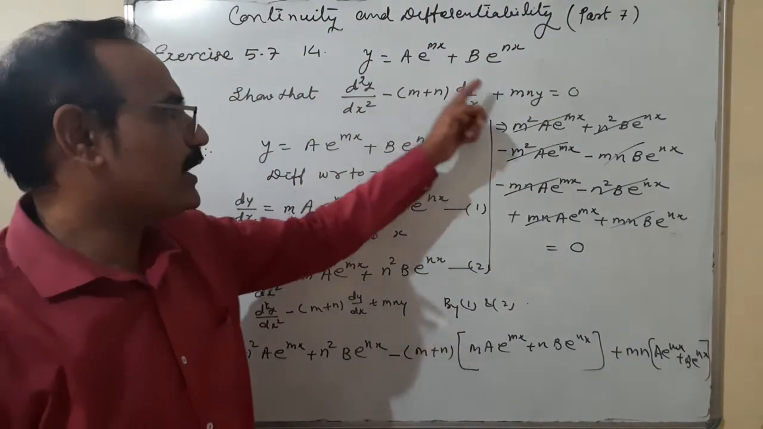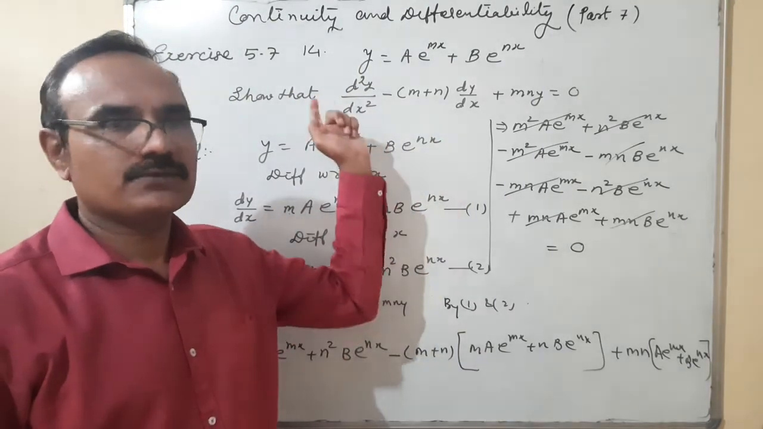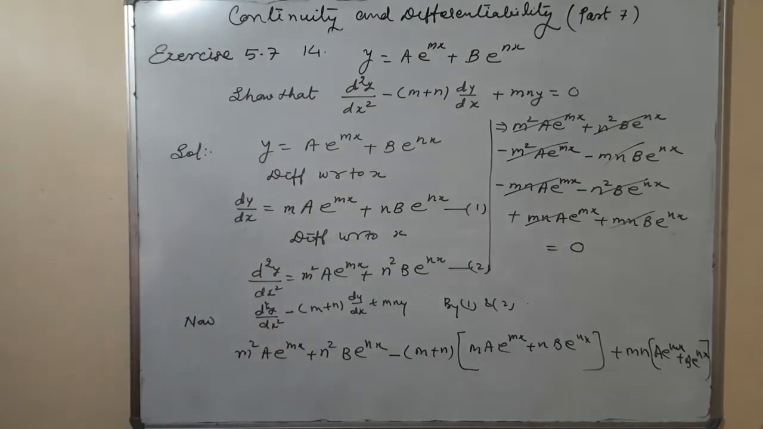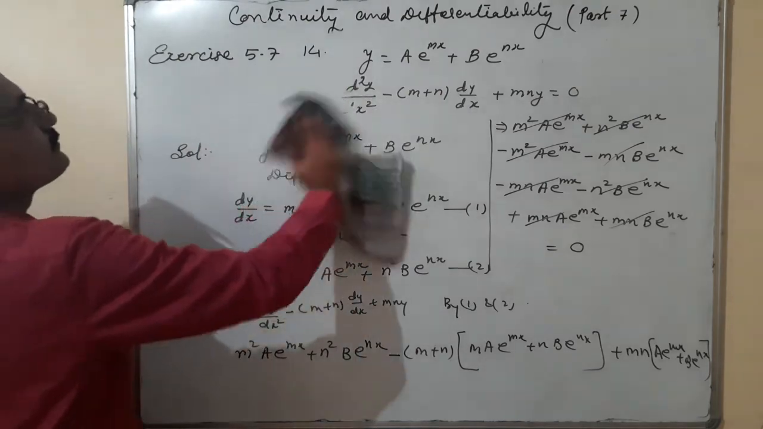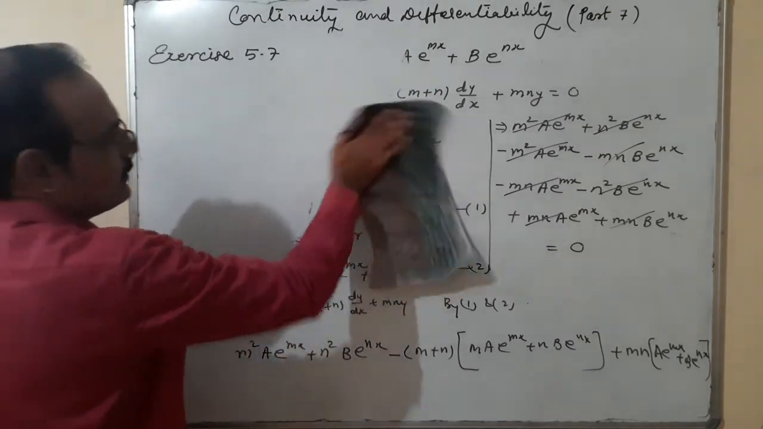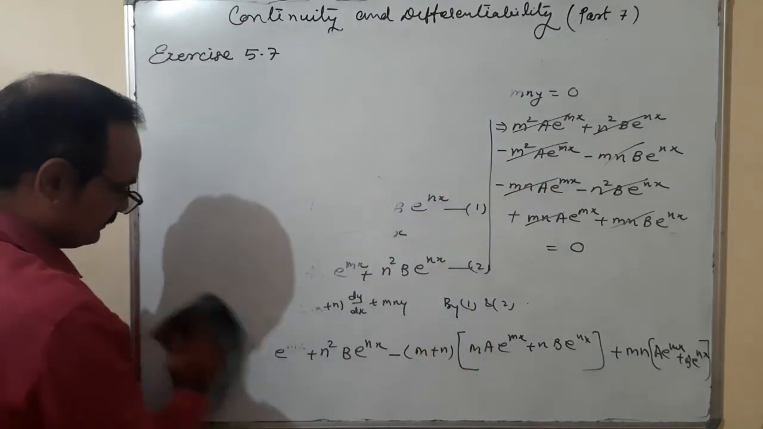If you are unable to find direct term like this, so I'll find out the dy by dx, the d square y by dx square and put the value to the left hand side to get the result 0 or to get the result which is required. And after that one question I am taking number 17.